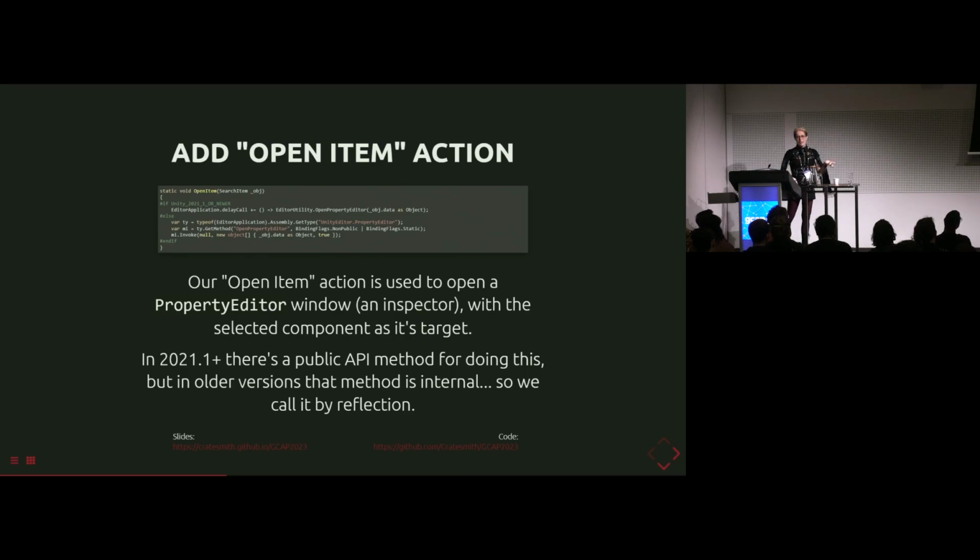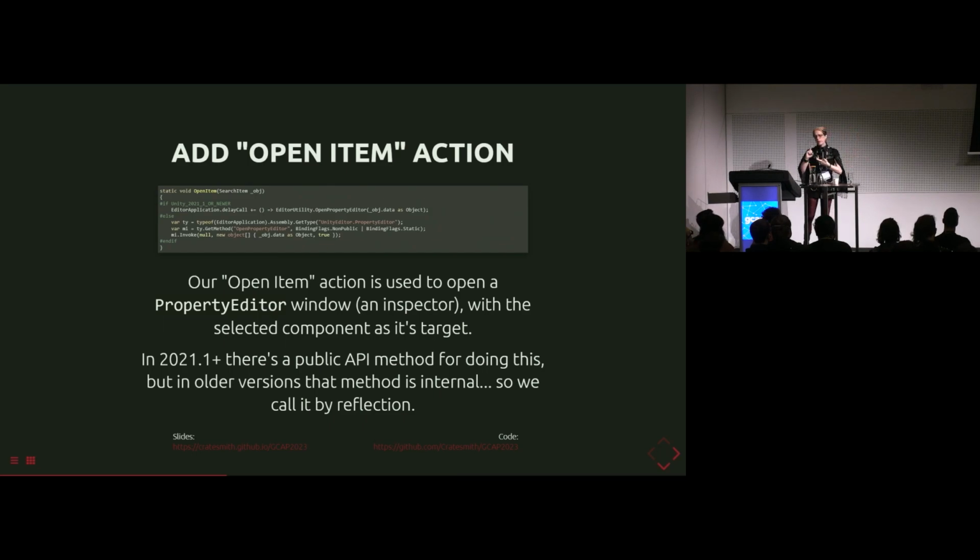Adding an open item action. This is really simple. There's basically just a function for opening a property editor in the new version of Unity that's public API. So EditorGUIUtility.PropertyEditor, and you pass in the object. And this is the open item thing that we bound as our only action in the search provider above. And then this function was private or internal in previous versions. So it still exists, we just call it by reflection.